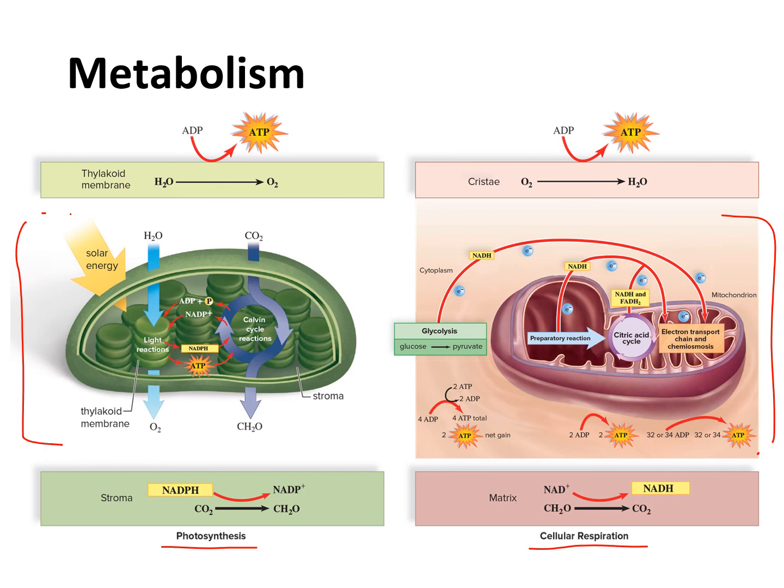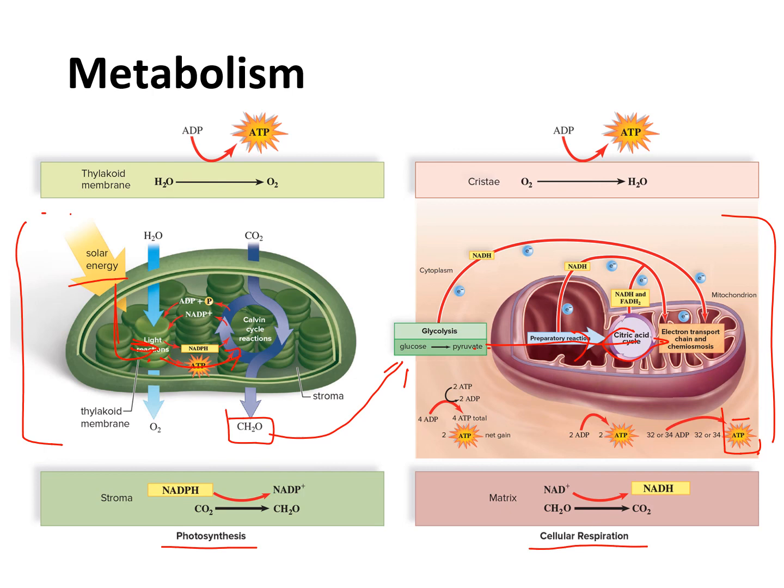Then you should also know the flow of energy. So solar energy goes to the light reactions, which provides energy for the Calvin cycle, which produces the carbohydrates. And then in cellular respiration, those carbohydrates are then used to go through glycolysis, preparatory reaction, citric acid cycle, electron transport chain, and the whole purpose is to generate ATP for the cells.